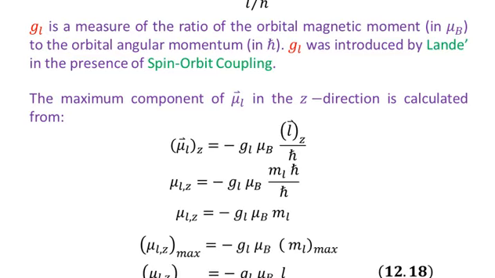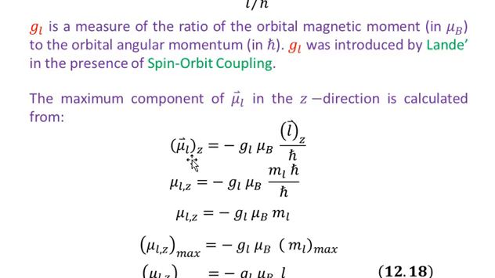And it will have a component in the direction of the magnetic field. So the precessional motion of the vector L about the magnetic field will start, and due to that precessional motion, there will be a component of the angular momentum L, which we call the Z component, in the direction of the magnetic field. So the maximum component of mu L in the Z direction is calculated as follows.